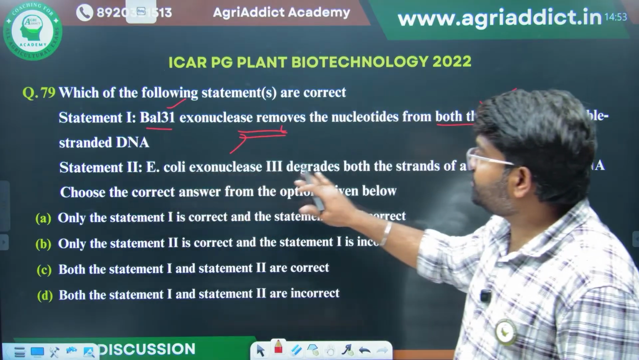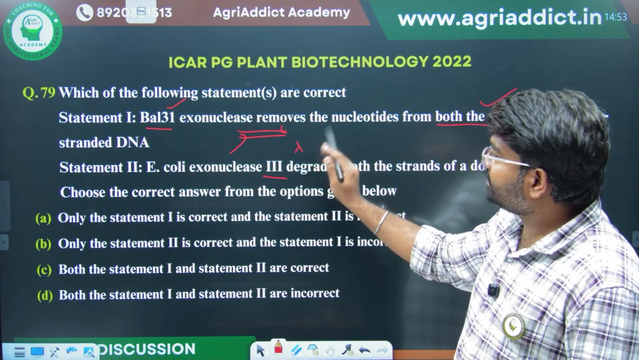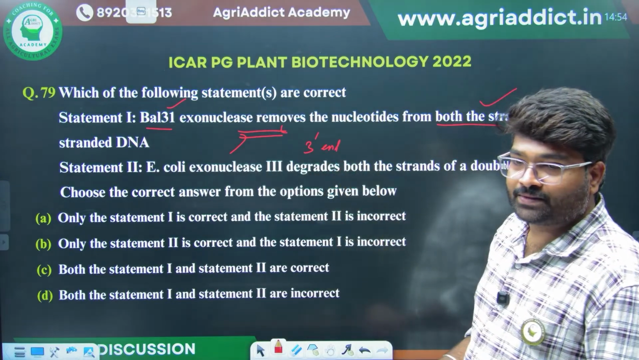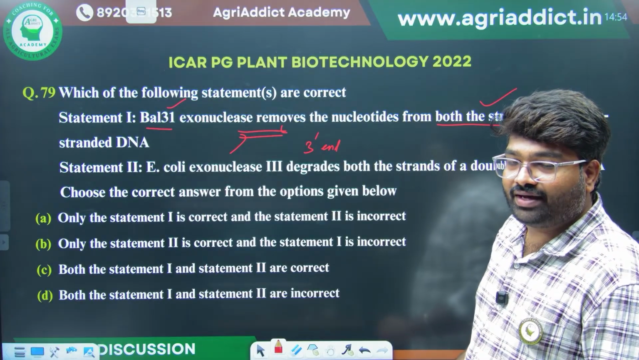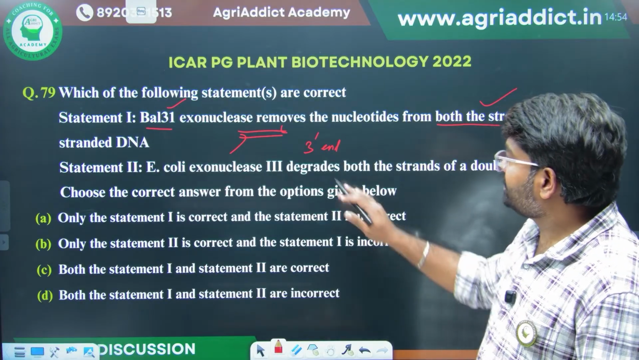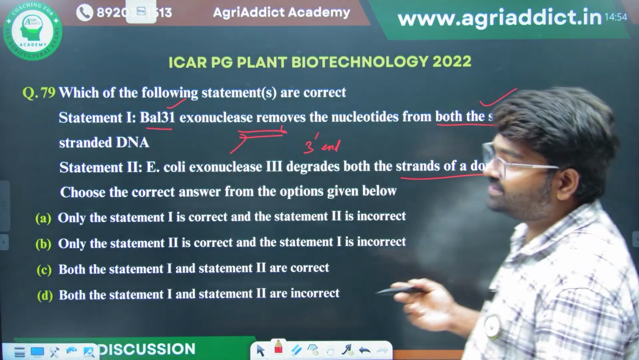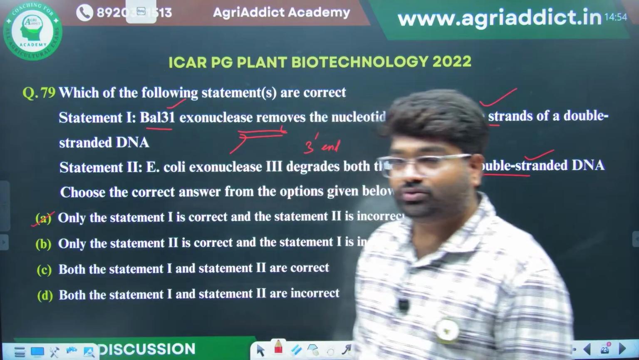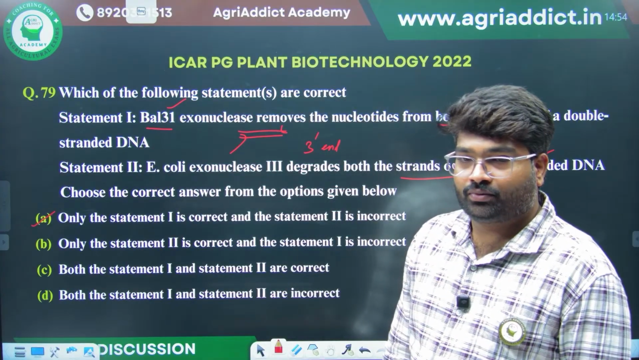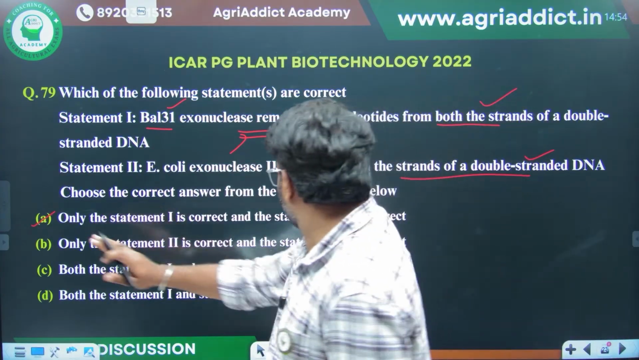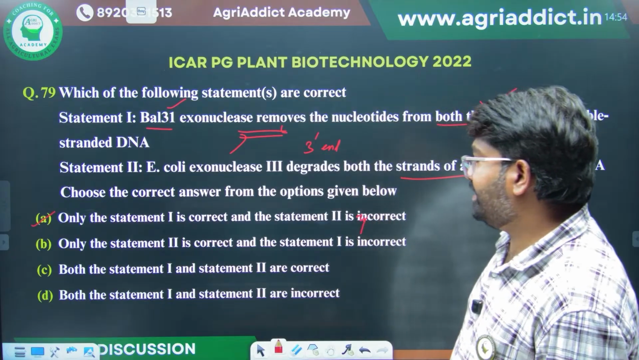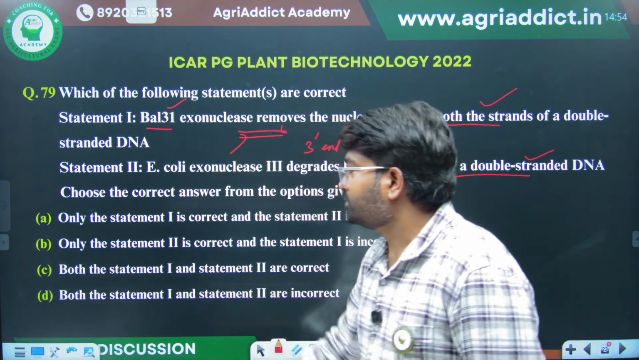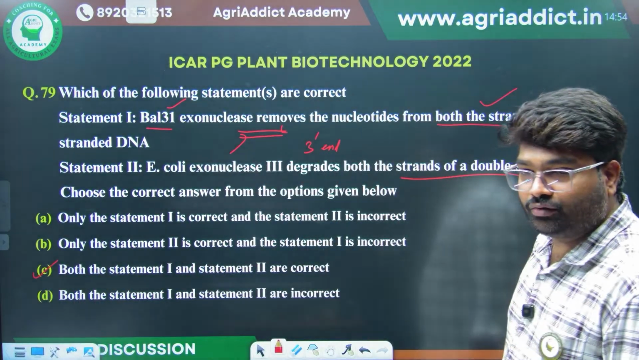E. coli exonuclease 3, I told, 3 means it will remove the nucleotides from the 3' end of the DNA. So it will remove nucleotides from the 3' end of both the strands of the double stranded DNA. Yes, this is also correct. So both statement 1 and statement 2 are correct. Clear? Any doubt in this?